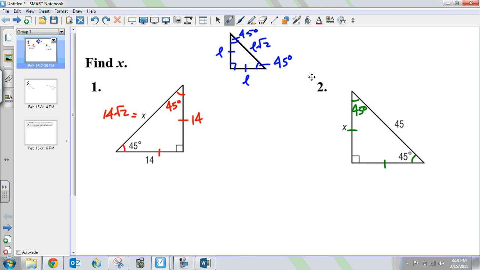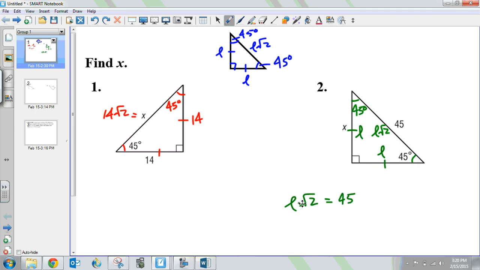But here's what we know: this triangle is proportional to this triangle. So we can set up an equation here. Given a 45-45-90 triangle, I always write that my legs are L, and that this is L, and that this length is L times the square root of 2. Every time. Now I can set up an equation and say that L times the square root of 2 is equal to 45.